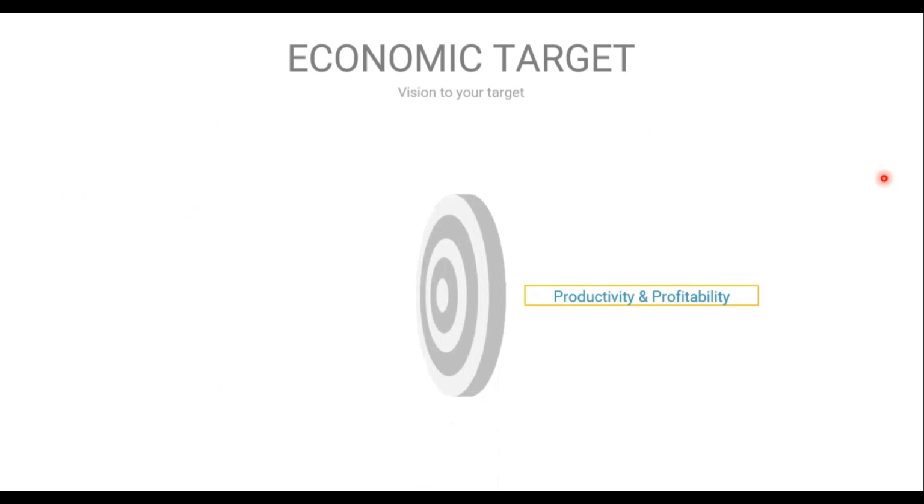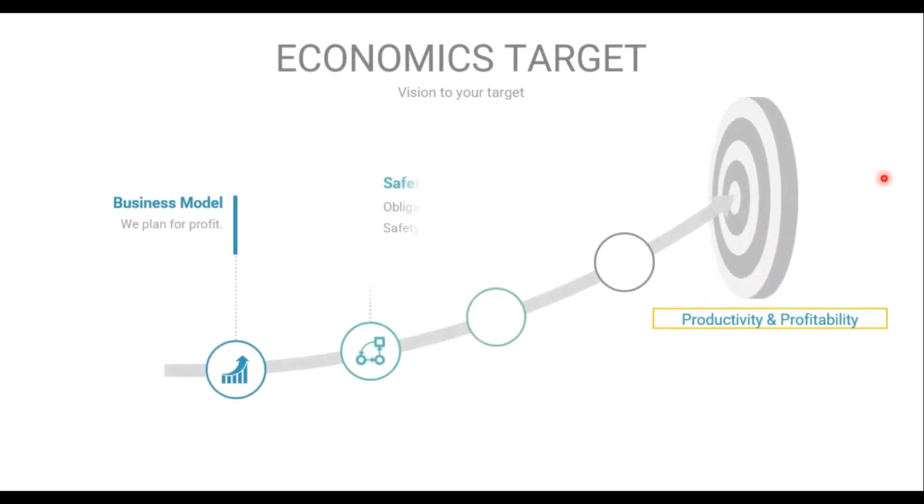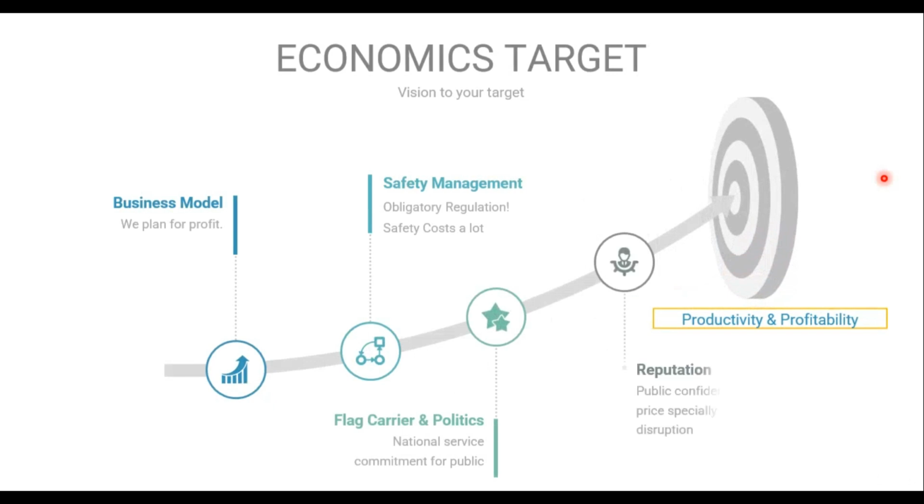So let's move to the economic target. Your economic target in the airline is always productivity and profitability. And to achieve that, you need to go through certain milestones. You need to have a good business model to comply with the safety management. We need to follow the flag carrier and politics. Basically, if you are a flag carrier, a low-cost carrier or any type of air carrier, you have your own policies also. And then eventually the reputation. All of this will affect the productivity and profitability of the airline.